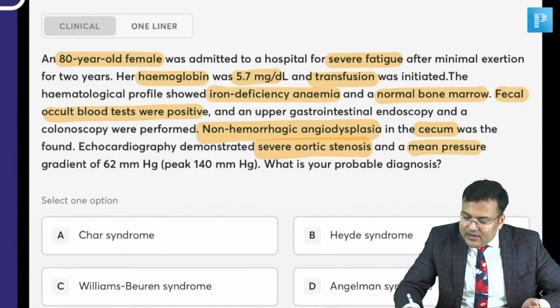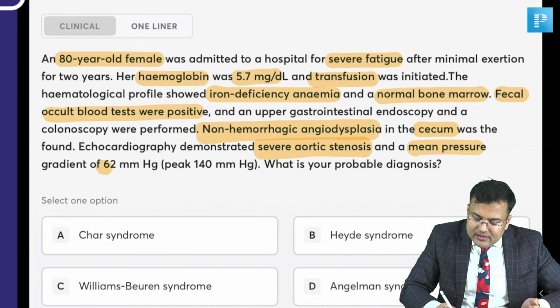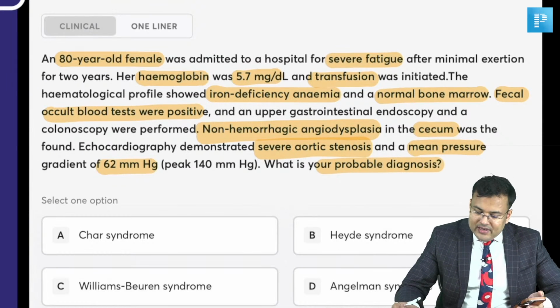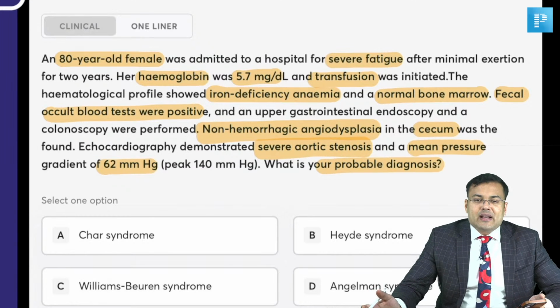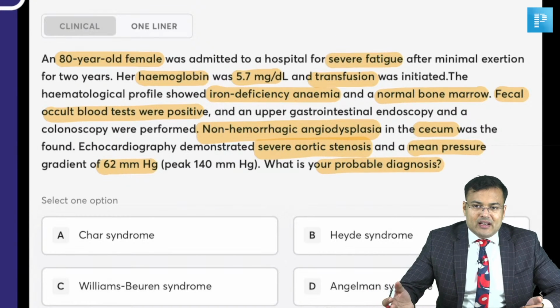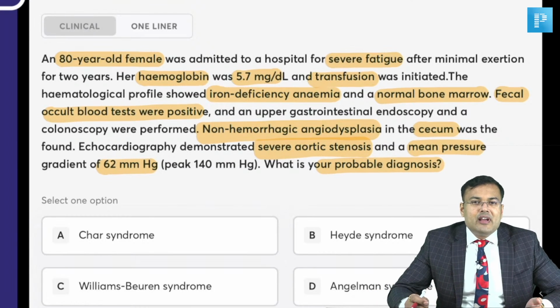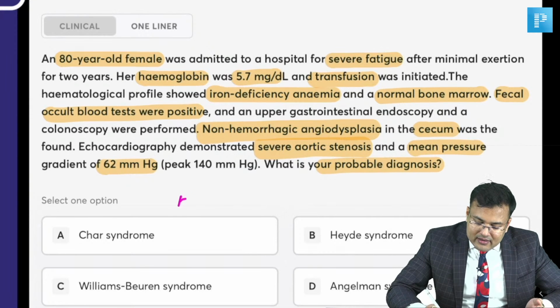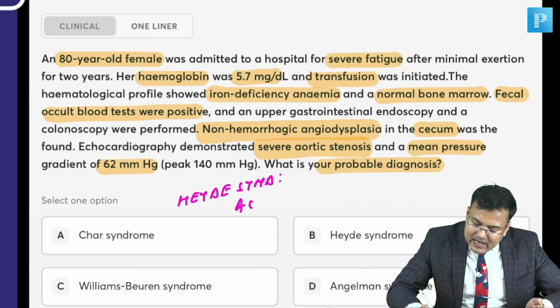There is severe aortic stenosis. Mean pressure gradient 62 mmHg. Probable diagnosis? Yes, now everybody is marking the correct answer. Everybody is correct, guys. Obviously, it is which one? Heyde syndrome. And we discussed how to remember Heyde syndrome. Very easy, the mnemonic is SCA. So this is Heyde syndrome, and this is SCA.